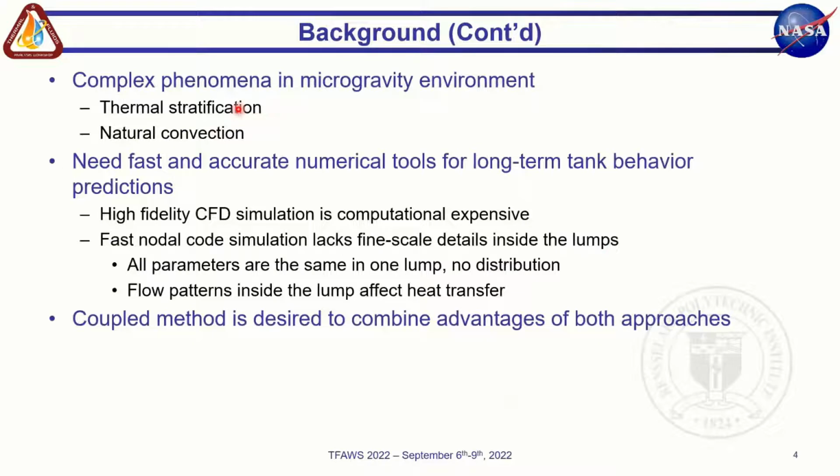There are some complex phenomena in the microgravity environment, like thermal stratification, especially very significant in the evaporation, and also natural convection. So we need fast and accurate numerical tools for long-term tank behavior predictions. We know the high-fidelity CFD simulation is computationally expensive, but the fast nodal code simulation lacks fine scale details inside the lumps, because everything inside the lump is uniform. Within one lump, all parameters are the same, and there are no distributions like velocity or temperature distributions. And the flow patterns inside the lump will affect the heat transfer for natural convection. So we prefer the coupled method, and the coupled method is designed to combine the advantages of both approaches.